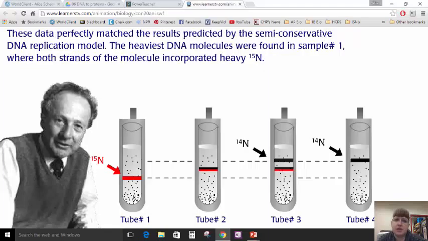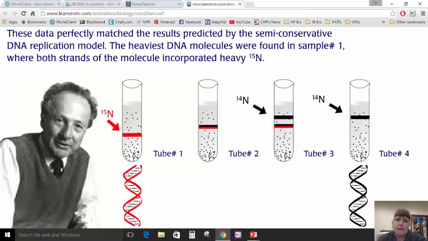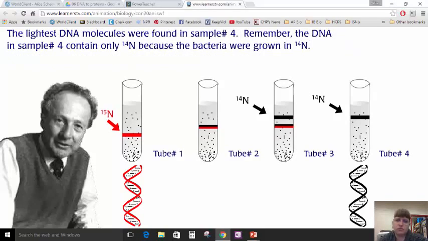So this DNA perfectly matches the results predicted by the semi-conservative DNA replication model. The heaviest DNA molecules were found in sample 1, where both of the strands were made in the only nitrogen-15 isotope. The lightest DNA molecules were found only in sample 4, and remember that DNA was only nitrogen-14 because the bacteria were only grown in the regular nitrogen-14 isotope.